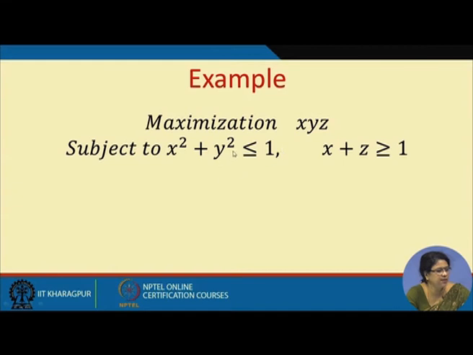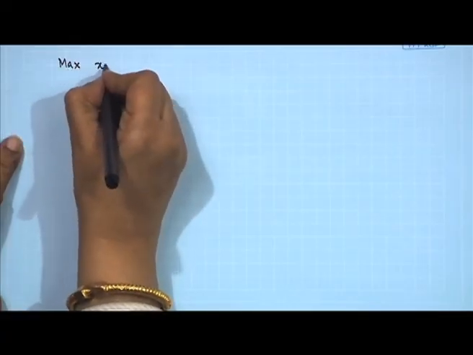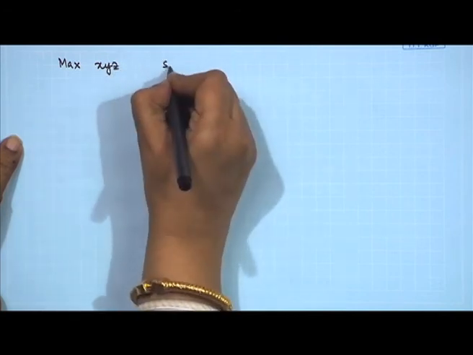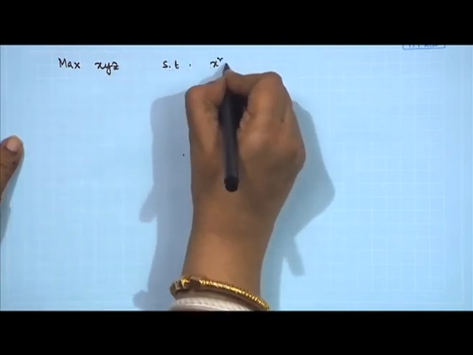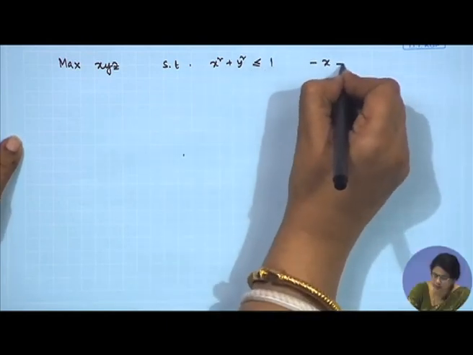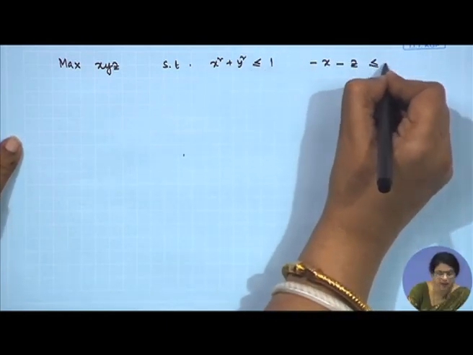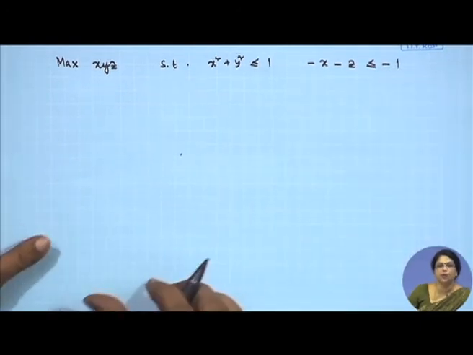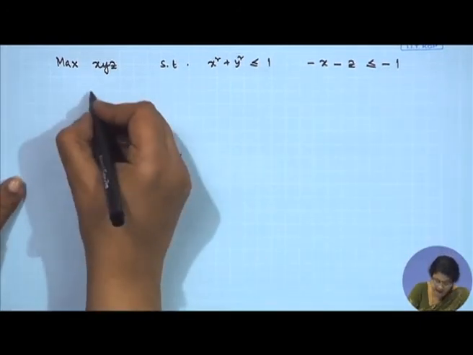Okay. I am considering the second problem. You see, one is of less than type, one is of greater than type, and to handle this problem we will have the maximization of xyz subject to x square plus y square less than or equal to 1, let me take both as less than or equal to, so x plus z greater than or equal to 1 becomes minus x minus z less than or equal to minus 1, then we can do it very nicely.